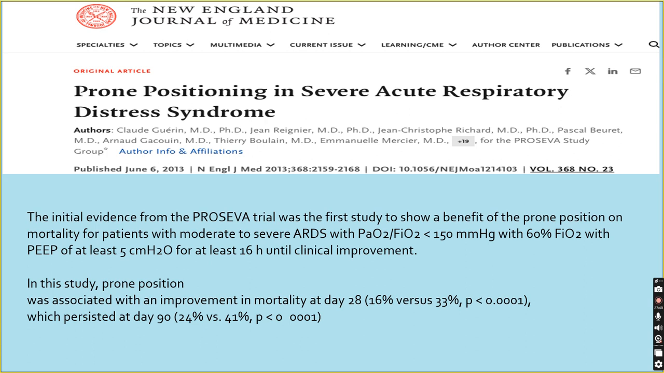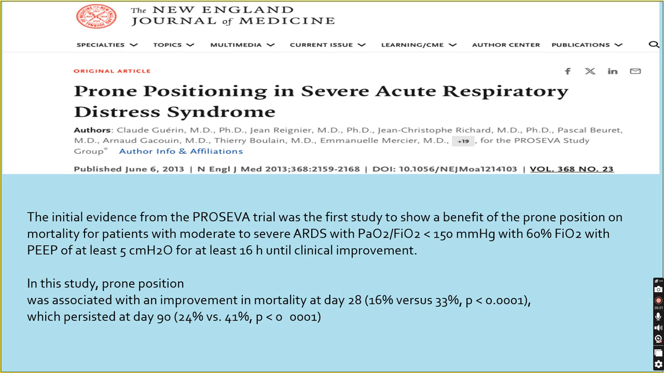So this is again a landmark trial, on prone positioning in severe ARDS. It is called the PROSEVA trial. In this study, prone position was associated with improved mortality at day 28, which is very significant, 16% as compared to 33% in non-proning patients. So the p-value was significant, and this benefit persisted even at 90 days, 24% as compared to 41%.